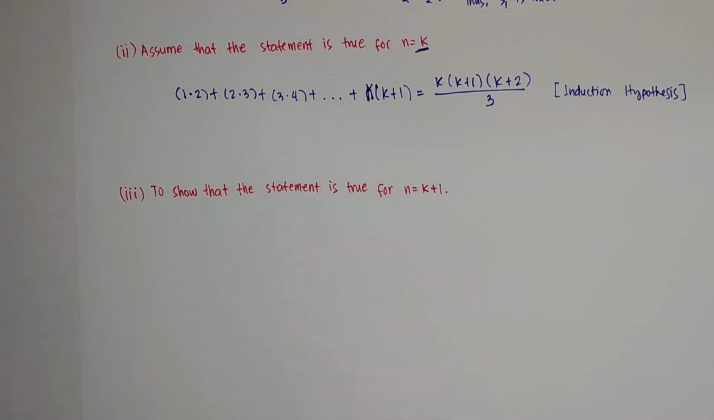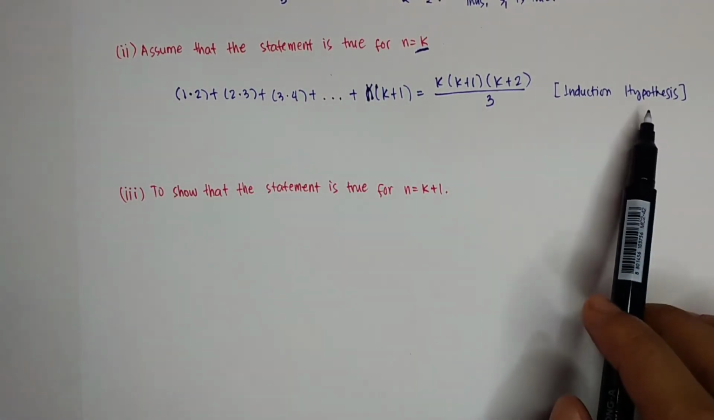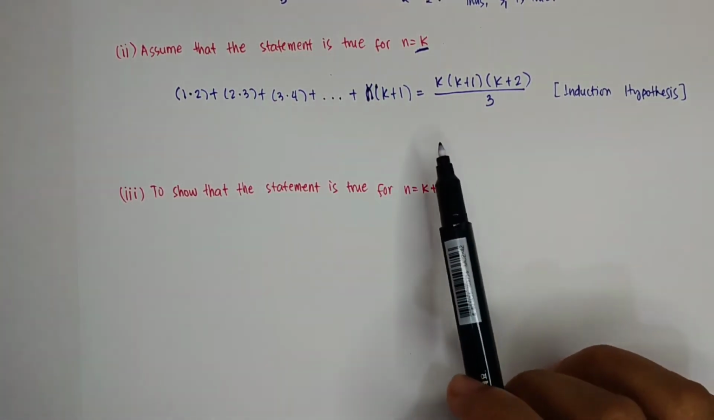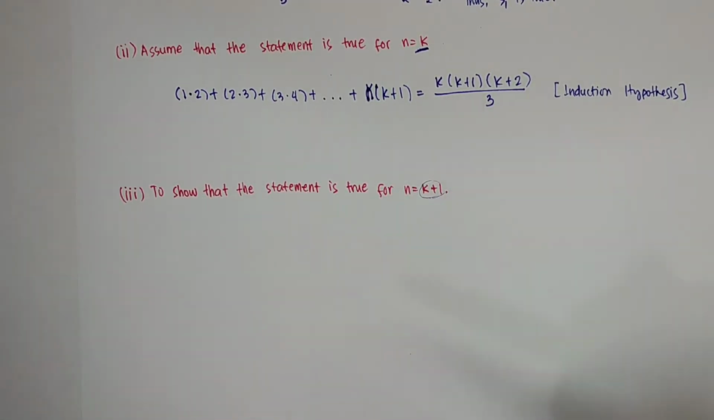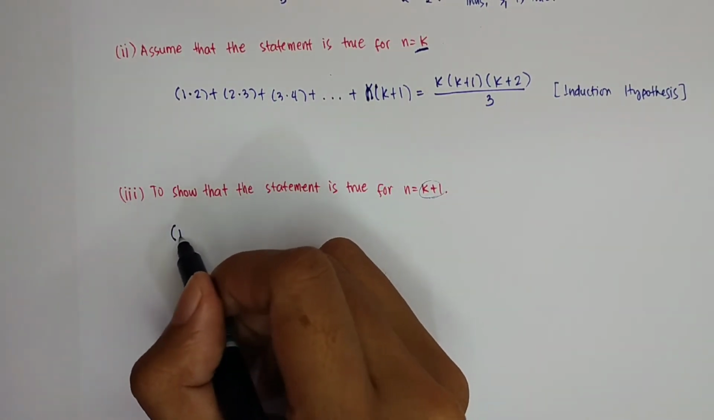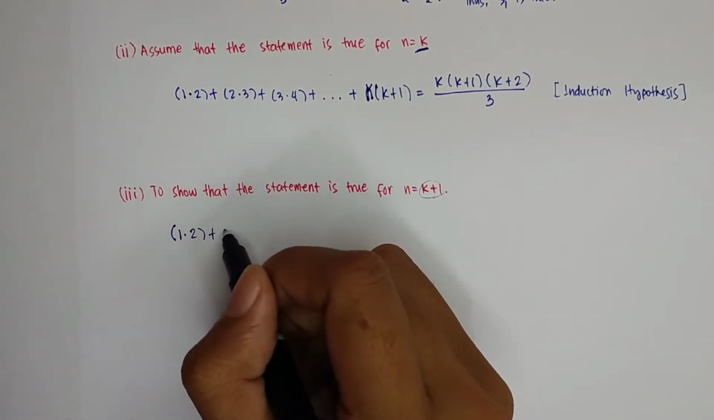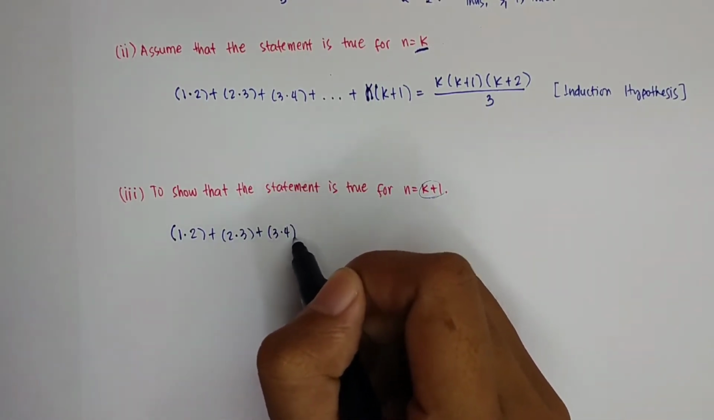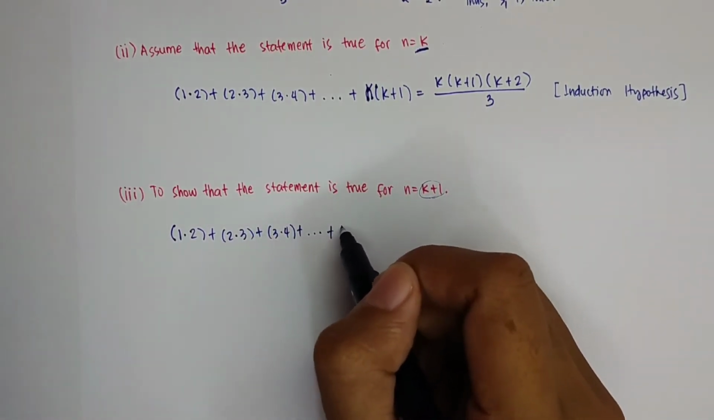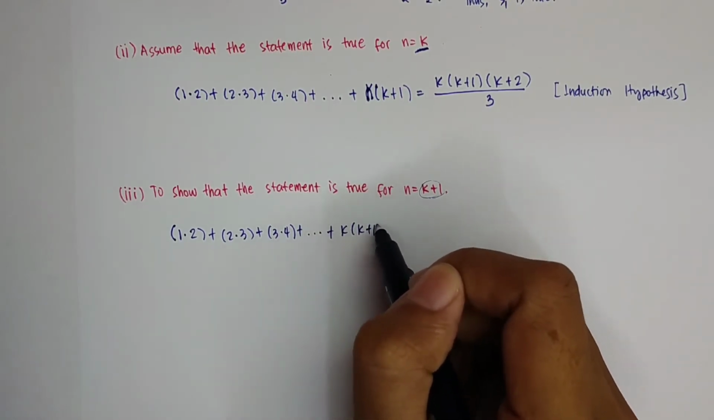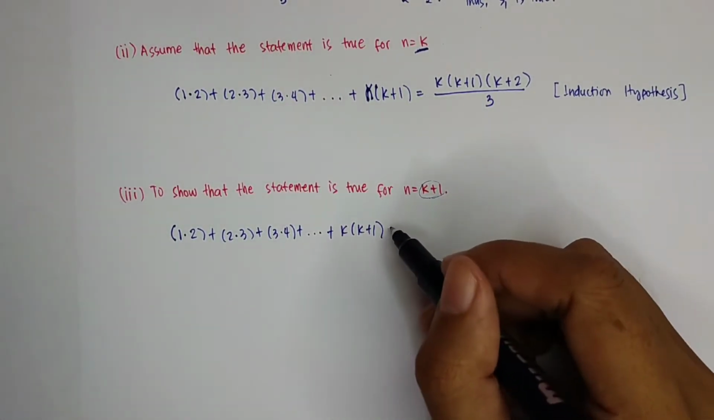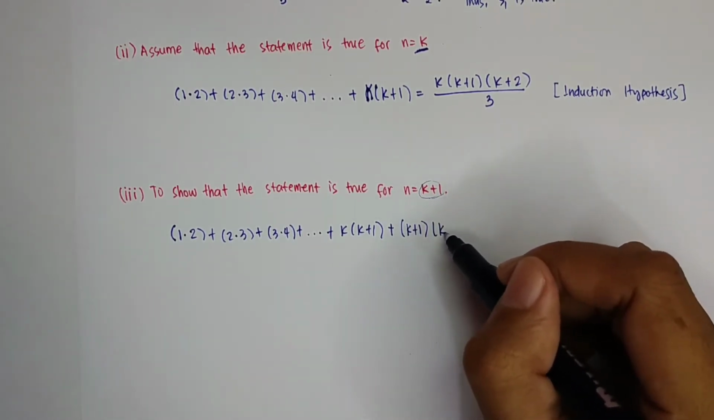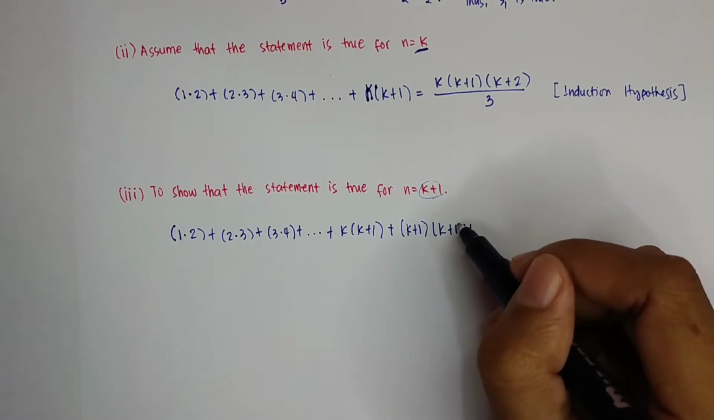Kailangan lang natin i-copy yung induction hypothesis natin, but we need to add another term dito. That will be k plus 1 na term natin. So we have here 1 times 2 plus 2 times 3 plus 3 times 4 plus dot dot dot plus k times k plus 1. So since mag-add tayo ng another term, that will be k plus 1 times k plus 1 plus 1.